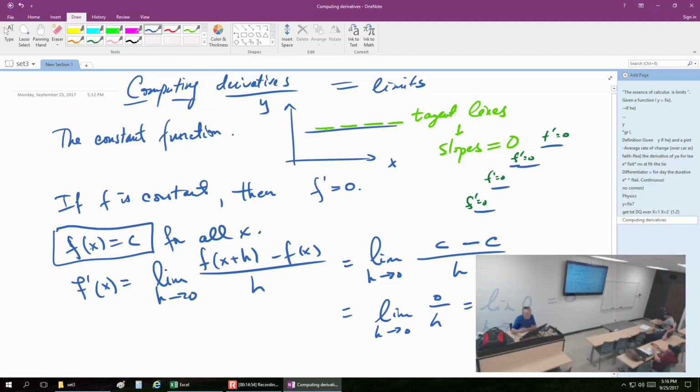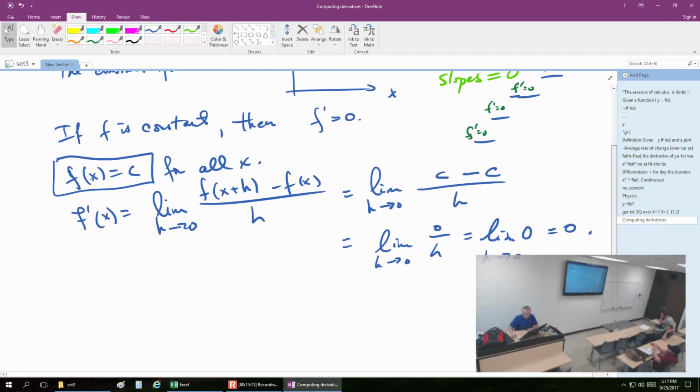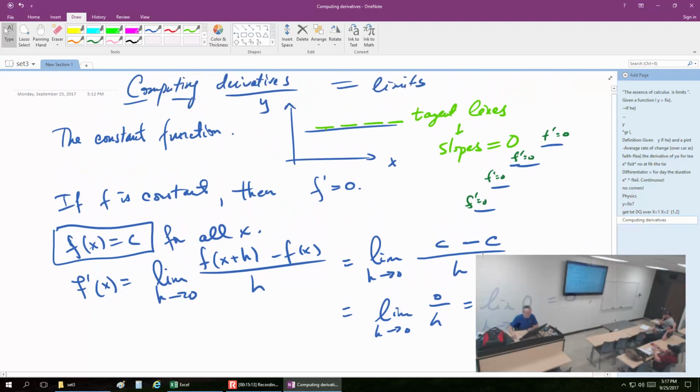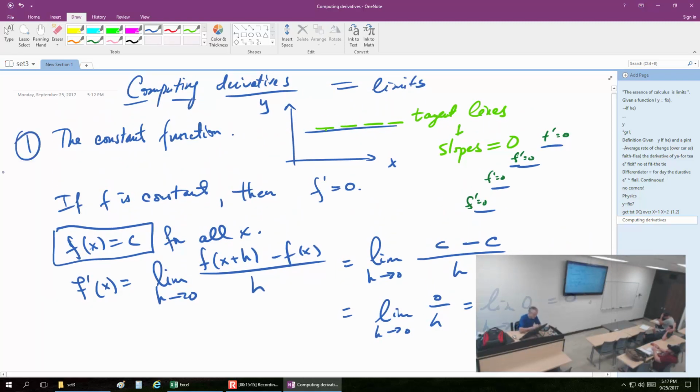Even though h goes to 0, it appears that you're dividing by 0, but really not, because h remains nonzero in the limit. And so you end up with the limit of 0, which is 0. Okay, so that's the computation right there. So that's example 1, the simplest function.